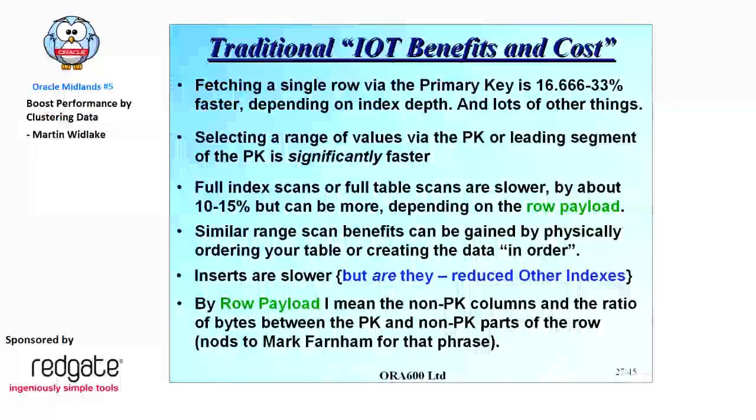There's something I call row payload. If your row is very, very large, you stick it in an IoT, you're going to end up with very few records per block. So either don't create an IoT with it, or think about moving some of that payload off into an overflow segment. You can Google overflow segments. I haven't got time to go into the details because this isn't a dedicated IoT talk.